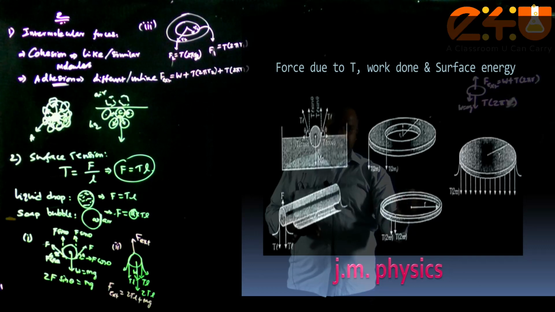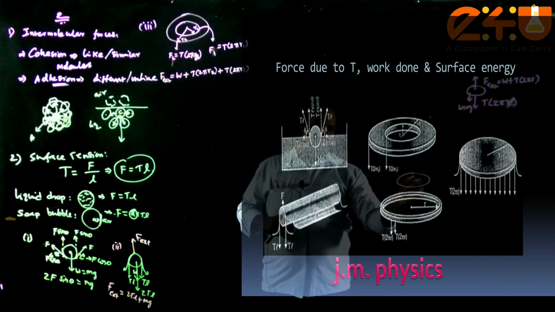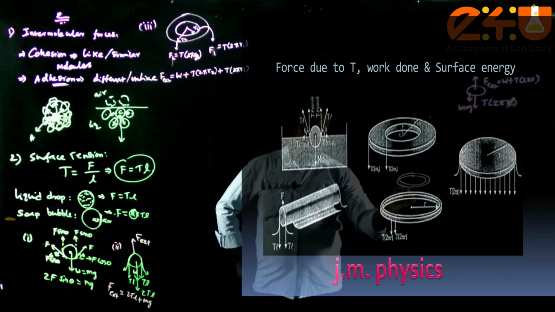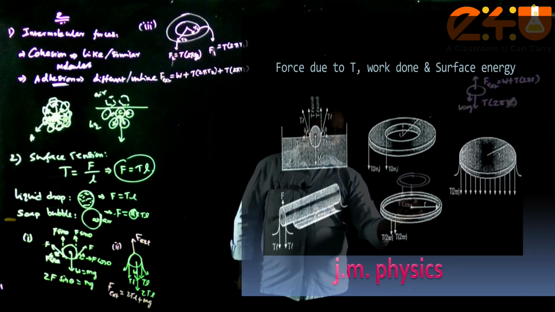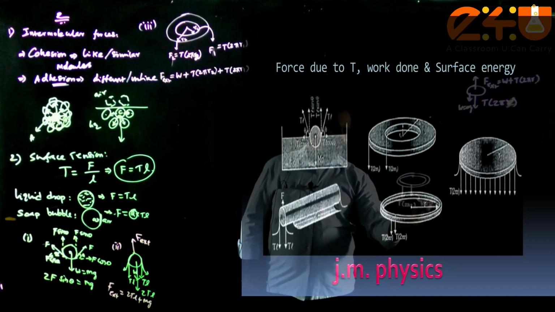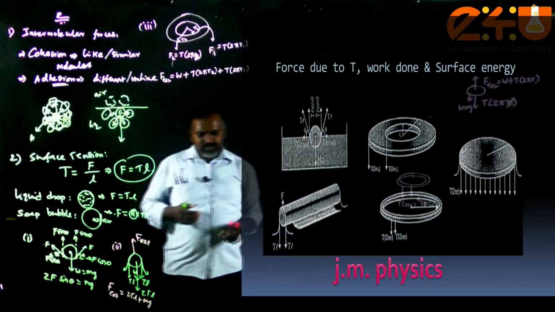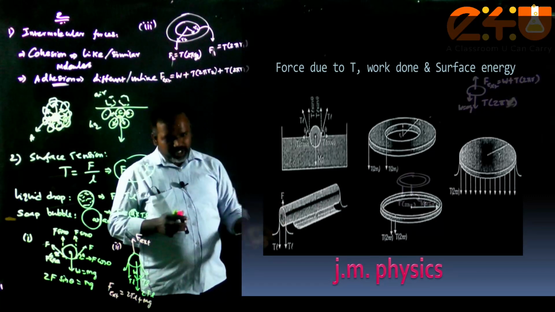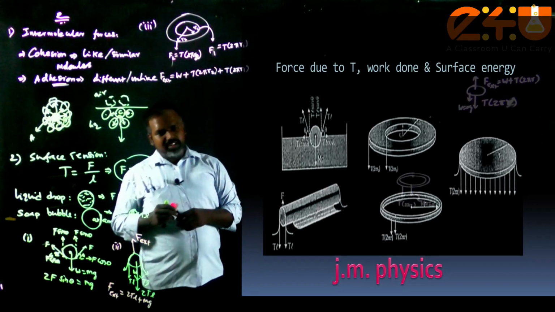In the case of a very thin ring, R1 and R2 are merged together. This is the thin ring which has two nearby radii, so R1 and R2 are very close. Therefore we can take that to be approximately R. Therefore the total force acting on these boundaries is T into 2 pi R, and here also it is T into 2 pi R. In this manner we can calculate the force required to lift the object from the free surface of the liquid, or the force due to the surface tension acting on that solid substance.